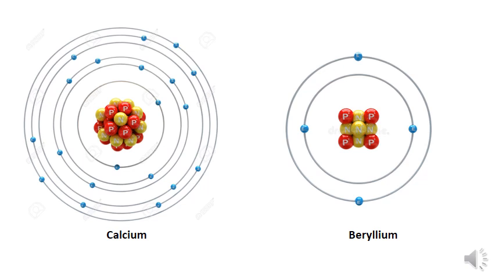Also here, the calcium actually has 20 protons, while the beryllium, as you can see, has 4 protons. And each time we have a different number of protons in the nucleus, we have a different atom, a different name for the element.